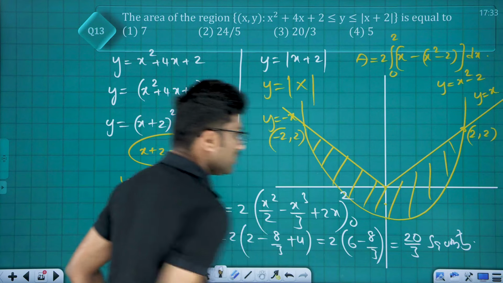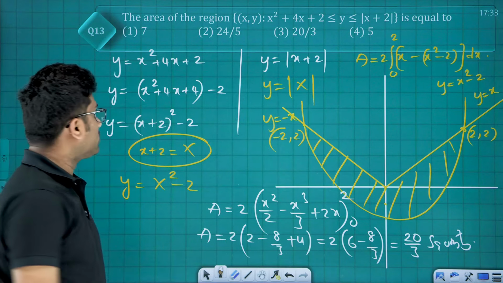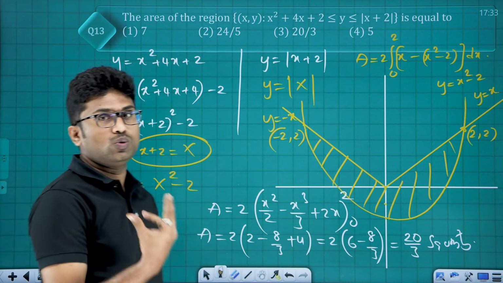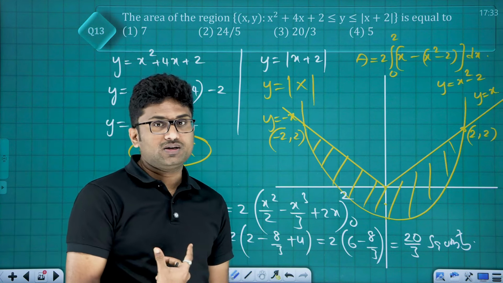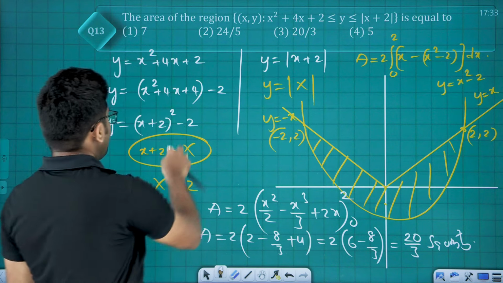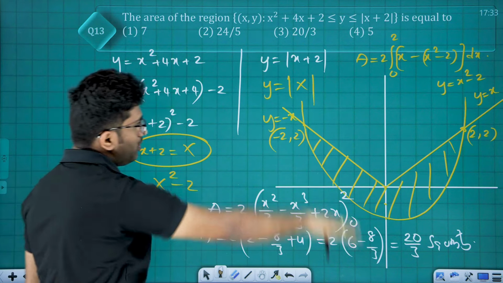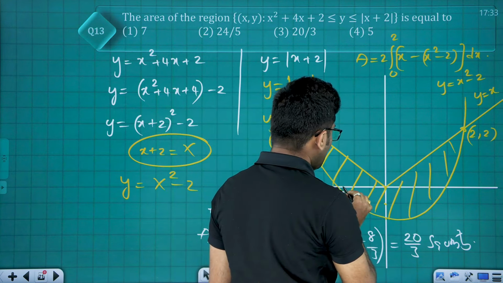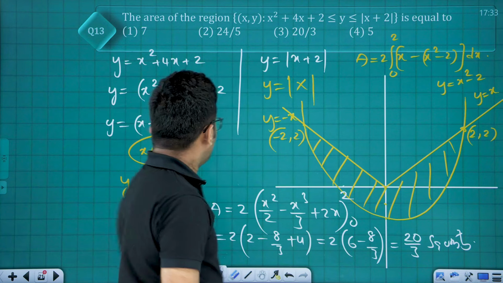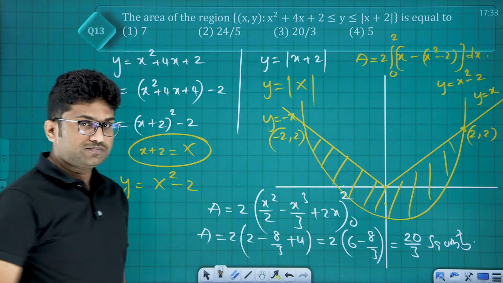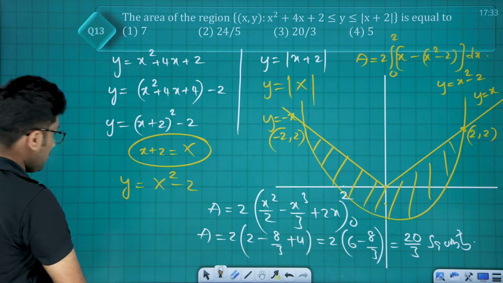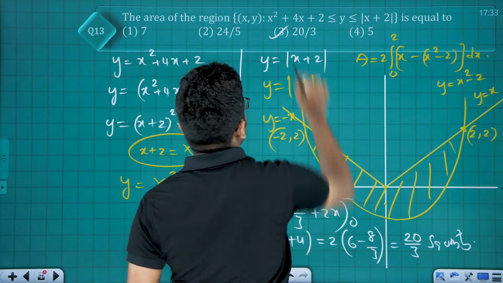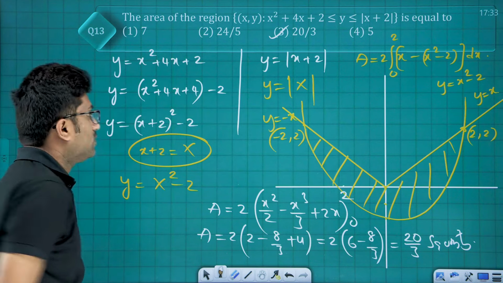friends. It's simple. See, why we have got it simple means we have shifted it. We have taken X equals x plus 2, a new origin, new coordinate axes. If we take instead of X, just x plus 2, it would have become much more complex, because y equals mod x plus 2 means somewhere we have to write the graph like this. So this is good actually. Next case, answer is 20 by 3. Which option is it? Option 3, friends. Option 3, 20 by 3 square units.